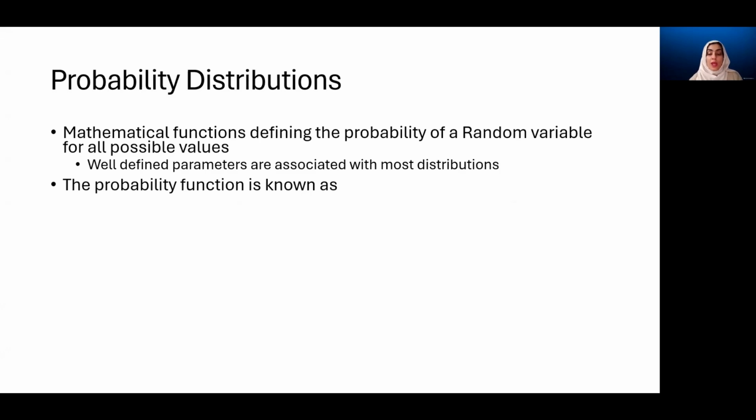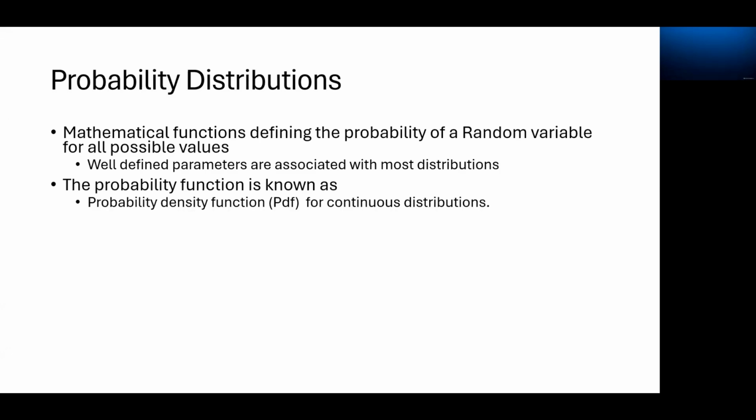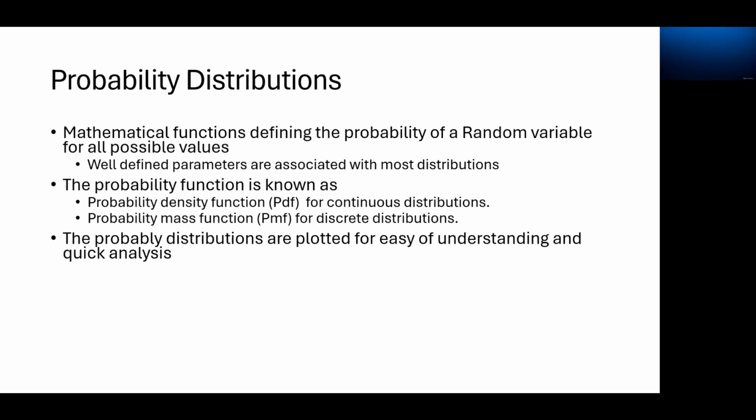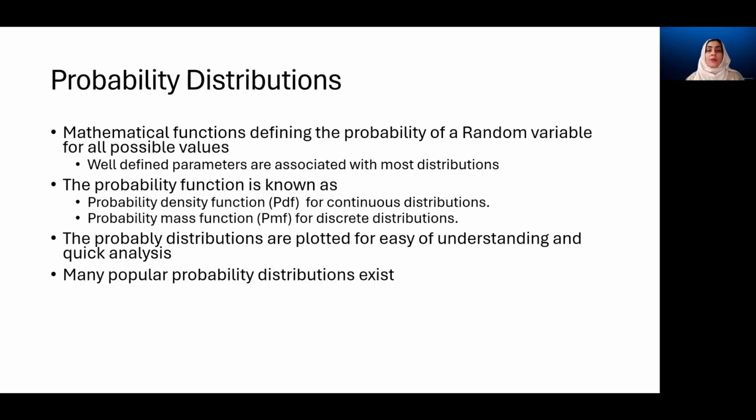The probability functions are known as probability density function if you're working with continuous random variables, in case of continuous distributions, and probability mass function for the discrete distributions. The probability distributions are plotted for easy understanding and quick analysis. We have seen some probability distribution plots earlier, and you can recall that at first glance, you can find many things out of the plot. So plotting probability distribution function lets you make quick analysis, and those can be used for some basic decision making.